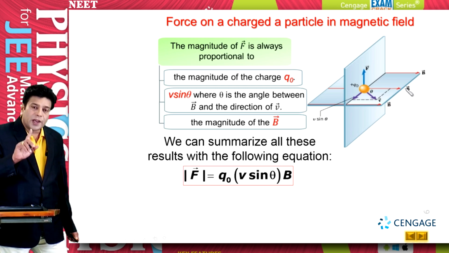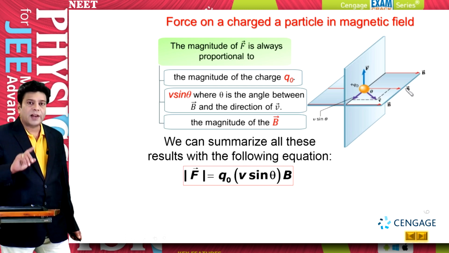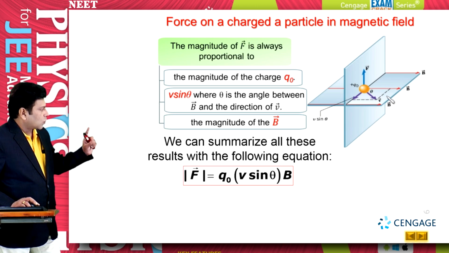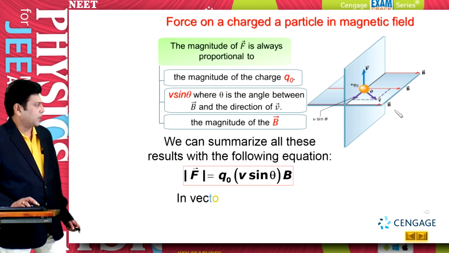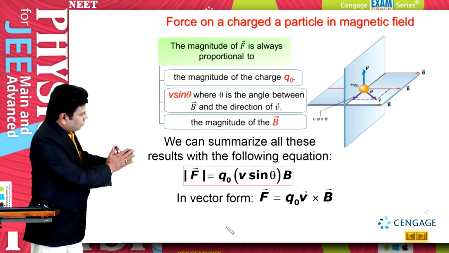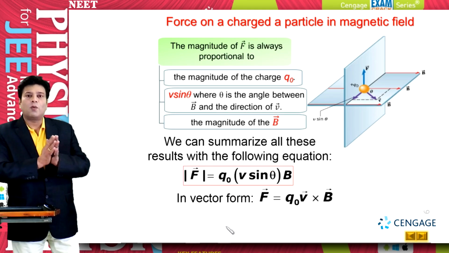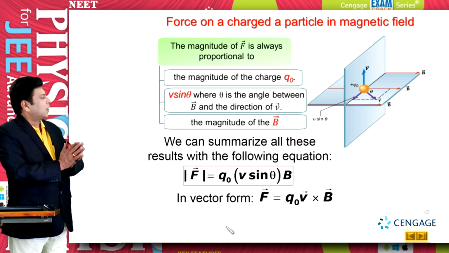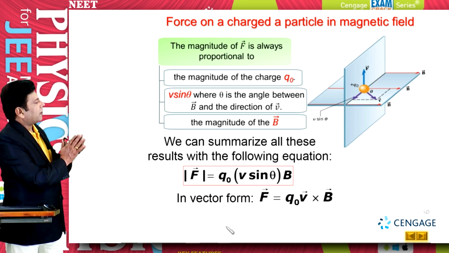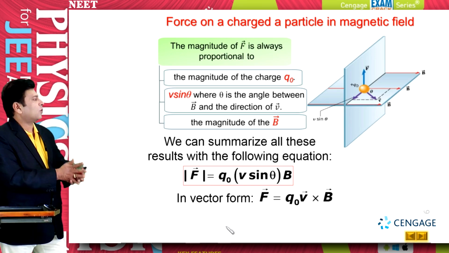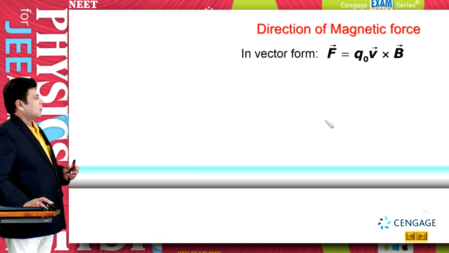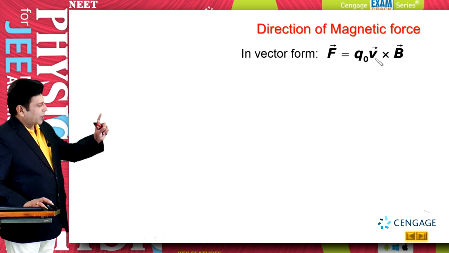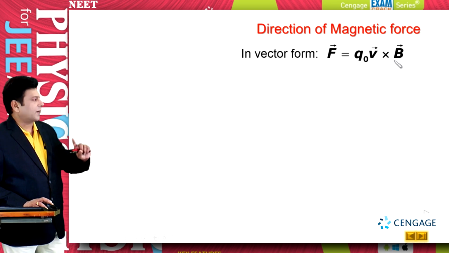That means we can write this force equation in the vector form by writing F vector equal to Q naught multiplied by V cross B. So we got the equation of the force acting on the charged particle while moving in the magnetic field. Now let us learn how to find the direction of this force acting on the charged particle. So let us write this equation again. You know, this is the cross product of the velocity and magnetic field vector.